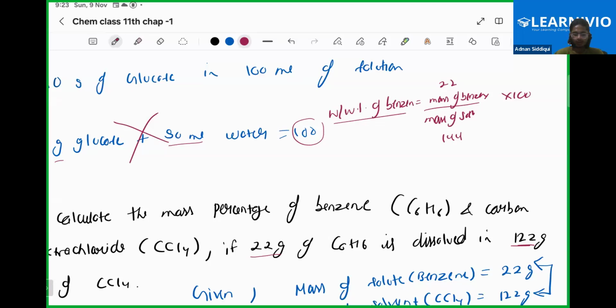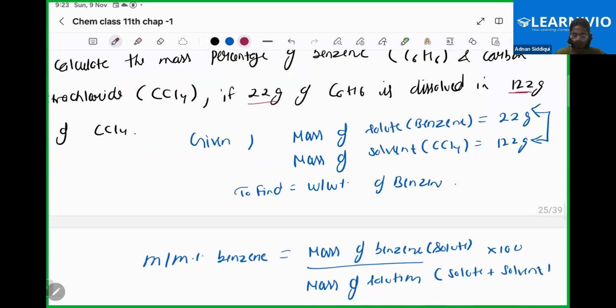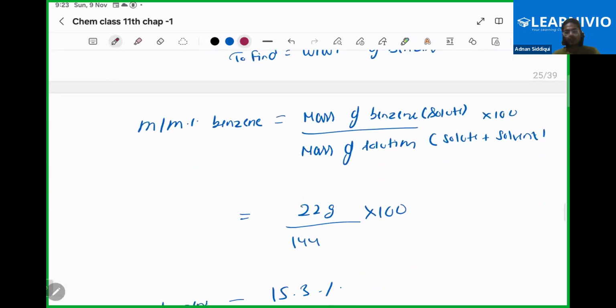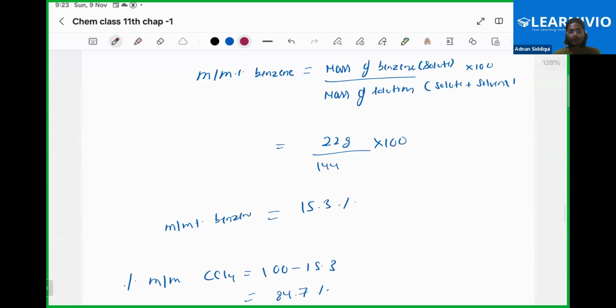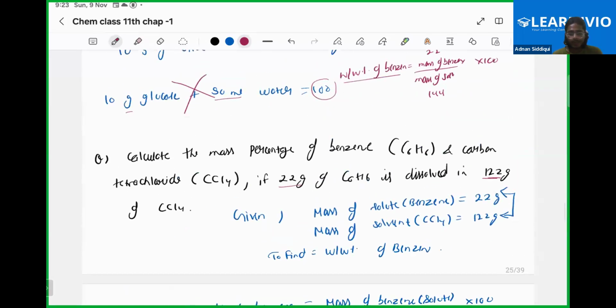22 by 122 into 100? No, this is solvent. In the denominator, you have to put solution. Solvent plus solute is solution. So we have to add 22 and 122 to get 144, so 22 by 144 into 100. Yes, total is the solution. If you have any doubt, let me know.